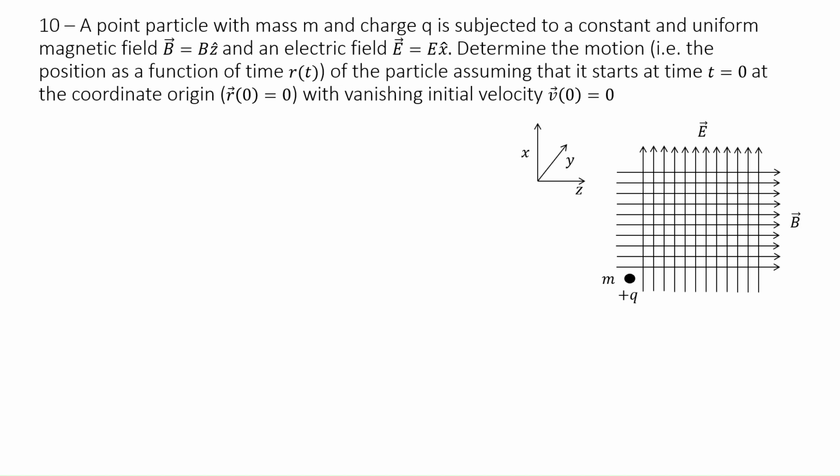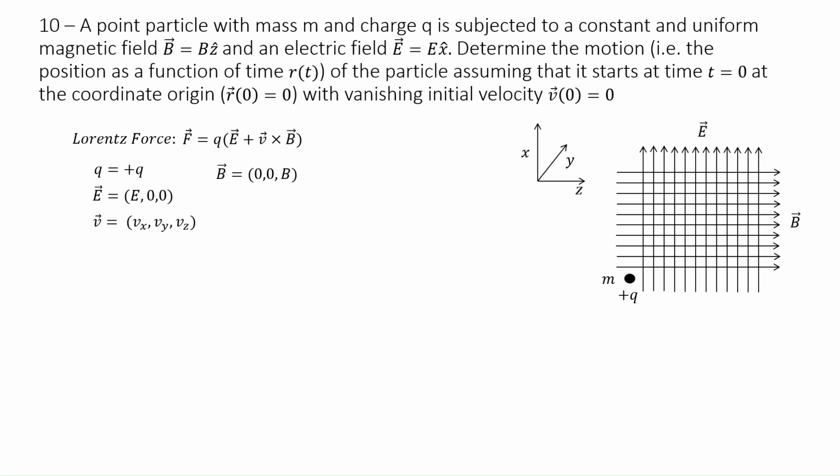Now, the equation that describes the motion of charged particles through these fields is called the Lorentz force, and it's given by this equation. And we can write out our individual pieces of this equation, as we know that Q is just simply plus Q. Our electric field is our electric field in just the x direction and 0 in the y and z direction. Our velocity is our velocity in the x, y, and z direction. Our magnetic field is our magnetic field in simply the z direction and 0 in the x and y.